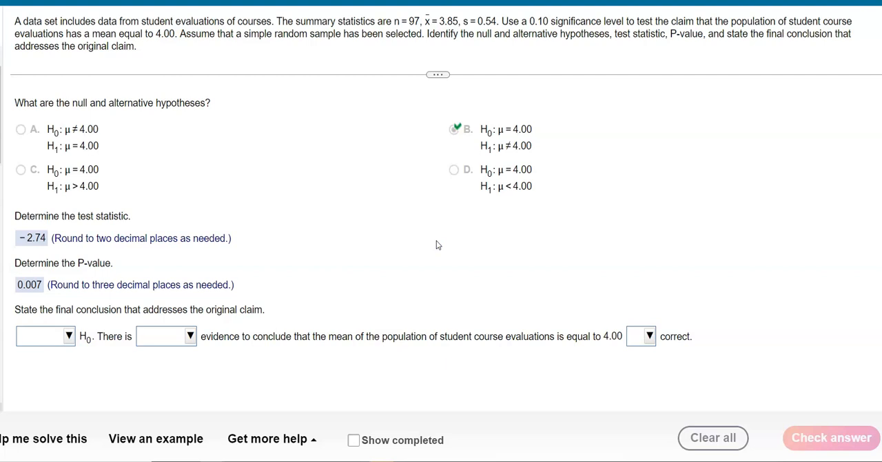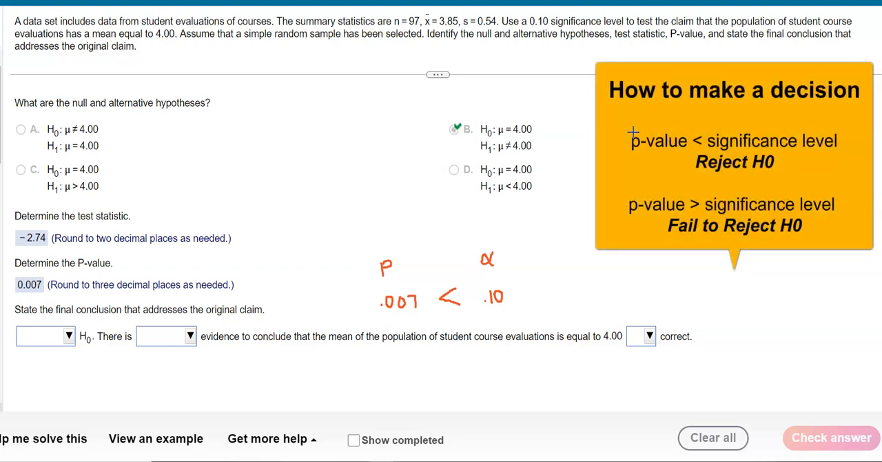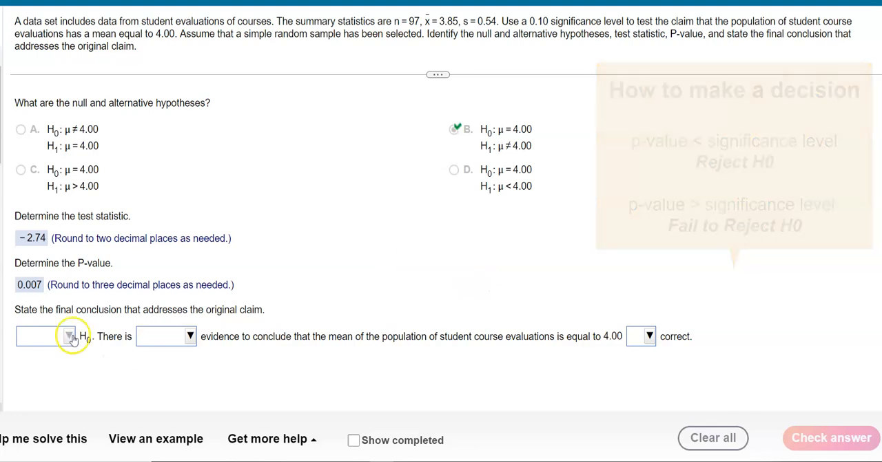So now we want to state the final conclusion that addresses the original claim. So the p-value, remember, was right here, 0.007. And the significance level that we started with was 0.10. And the significance level, which we call the alpha, was 0.10. So what we want to know now is which one of those values is bigger. Well, in this case, the alpha is bigger, right? The p-value is much smaller than that alpha value. So when the p-value is smaller than alpha, the decision is to reject H0. So here we're going to choose to reject H0.